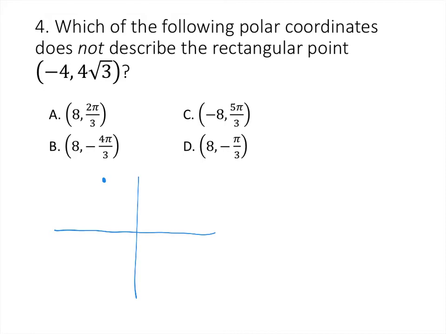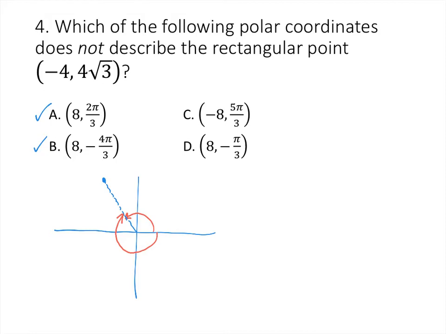If we look at point A, 2 pi over 3, well that's 2/3 of pi. Pi is 180 degrees, so that's going to be 120 degrees, which works out. If we rotate 120 degrees and then go 8 units out, that gets us roughly to where we expected. So A looks like it does match the point that we're given. For B, we have 8, negative 4/3. So negative 4/3, that's going to be a clockwise rotation of 240 degrees. And again, that's going to get us to the point we want, so B looks like it works.